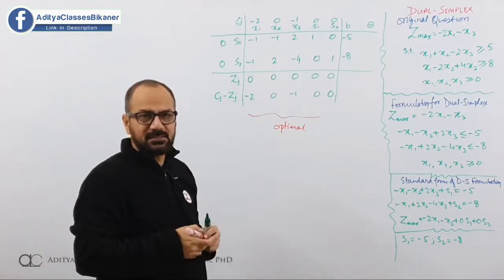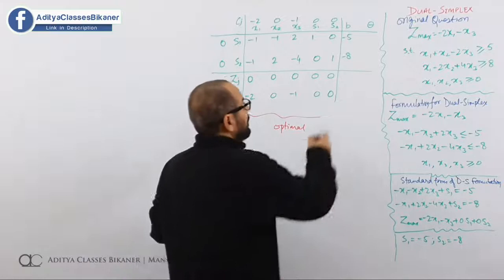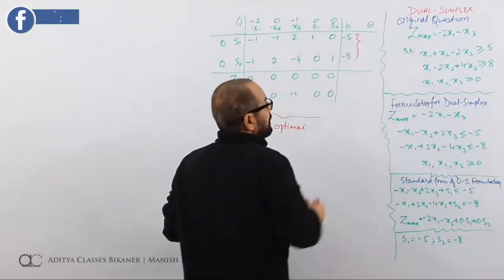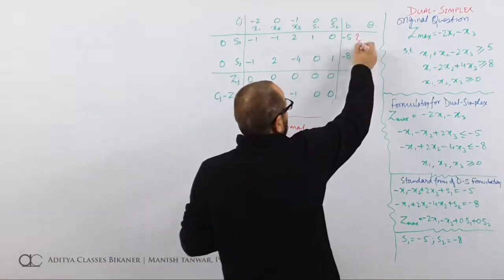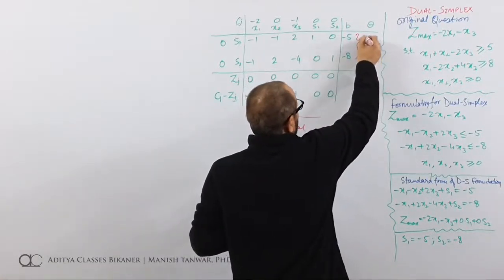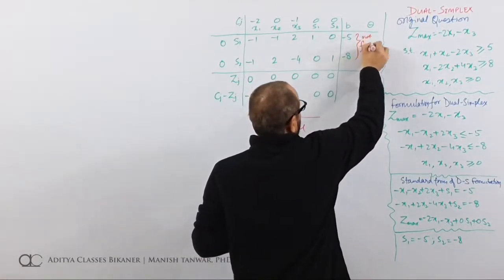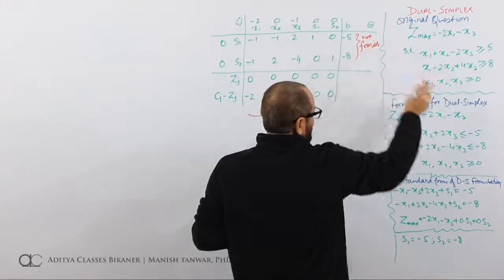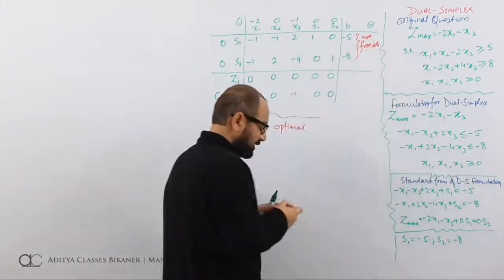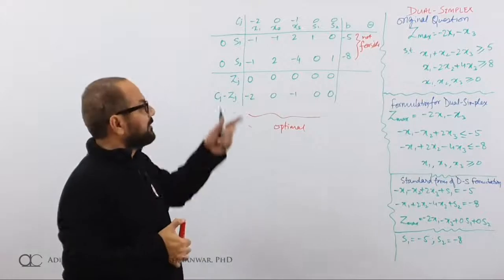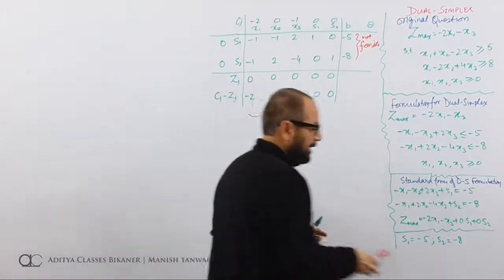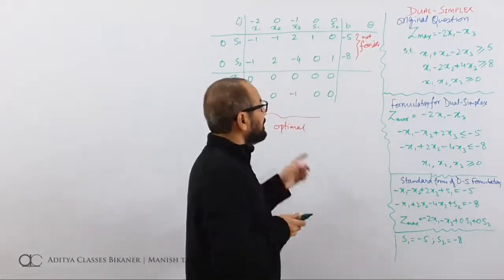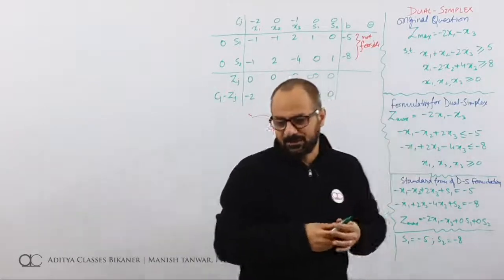My simplex algorithm suggests so: if everything in the net evaluation row is 0 or negative, then your solution is optimal. But if I have a look at these B values, these suggest that the solution is not feasible. Why is it not feasible? Because everything in my solution should be positive. I am giving a negative solution, so that is not permitted. If we end up in such a situation, then we go for dual simplex.